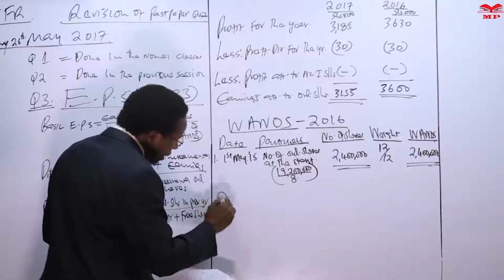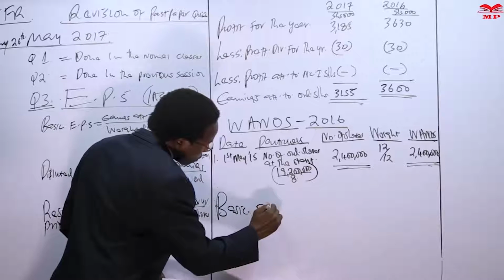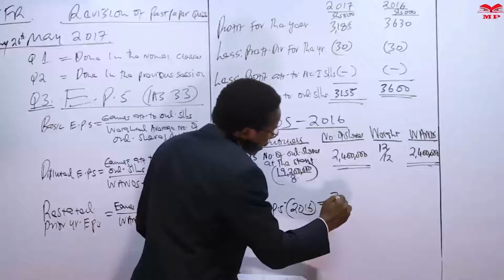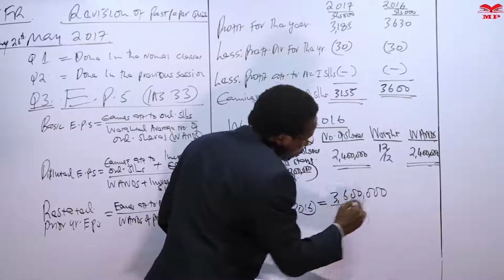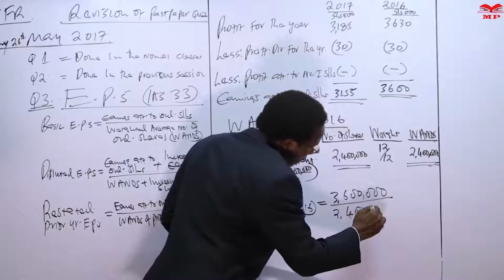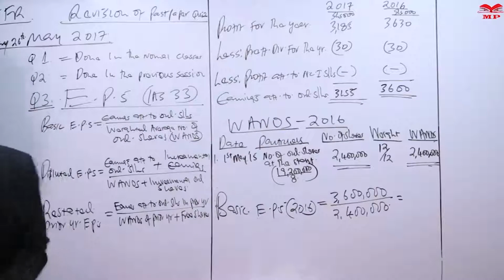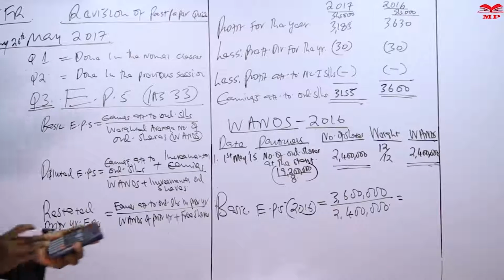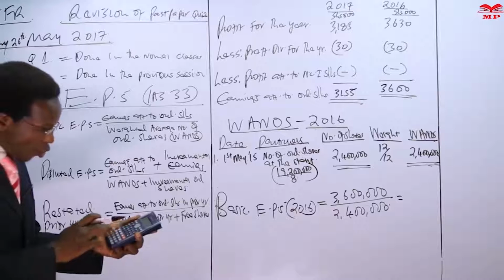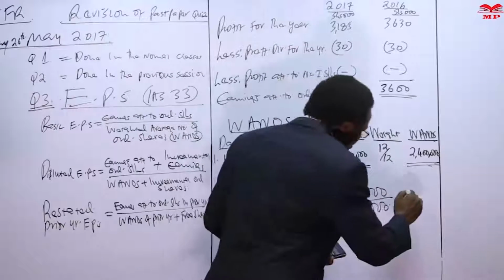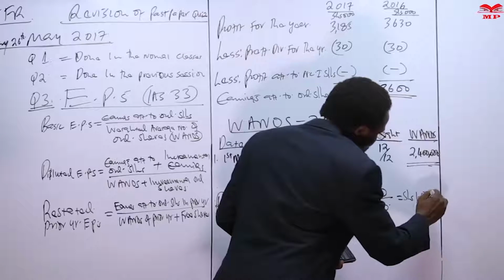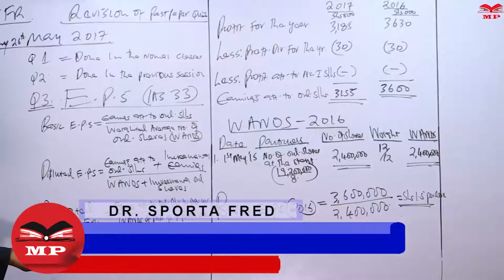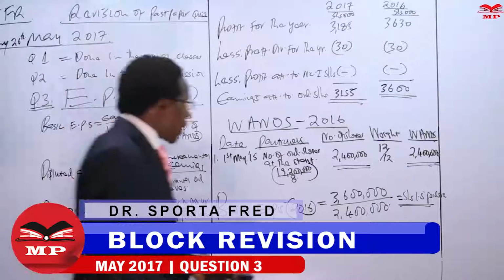Now, if we want to get the basic earnings per share for 2016, we simply take the 3,600 and divide it by 2,400. I take my calculator, and we can easily do that without so much problem. 3.6 divided by 2.4 is 1.5. So it is shillings 1.5 per share. That is straightforward. That is for 2016. Let's calculate the WANOS.